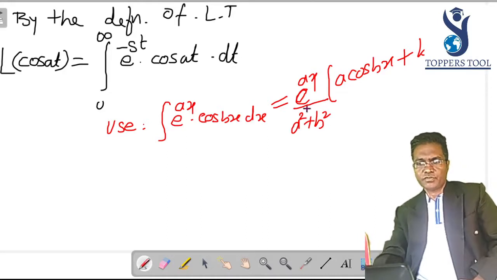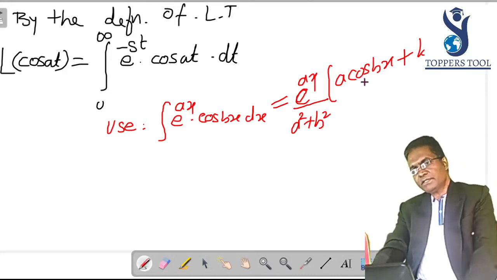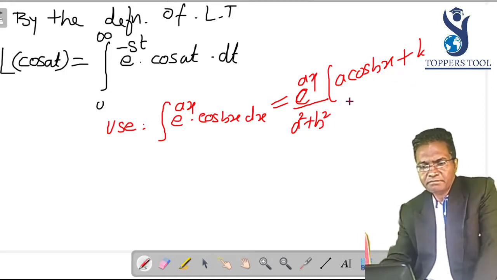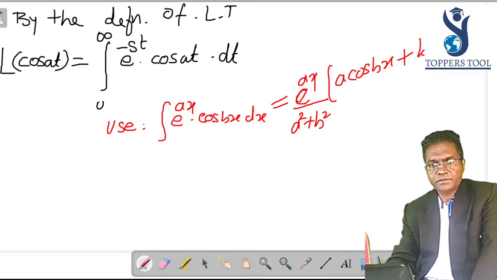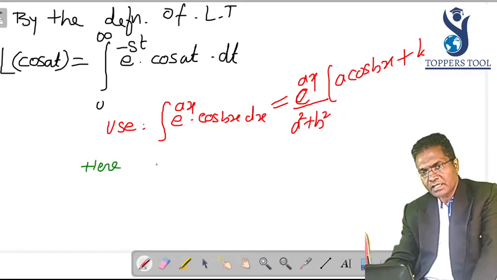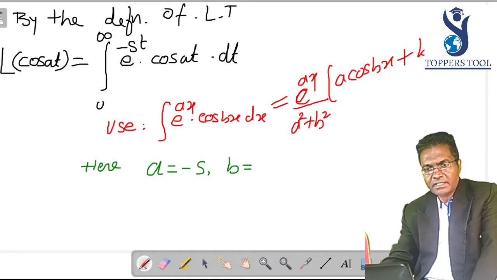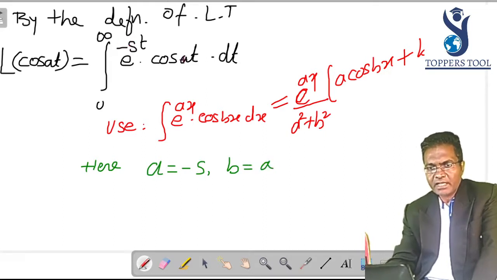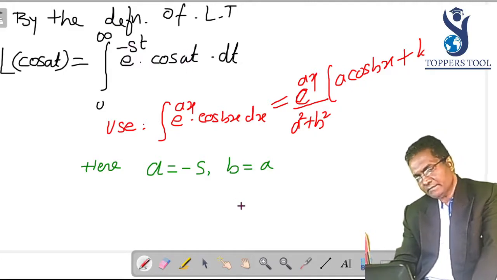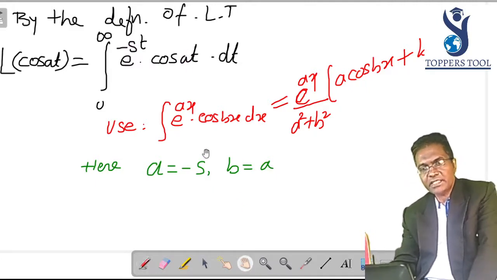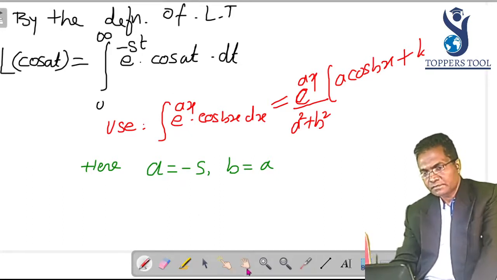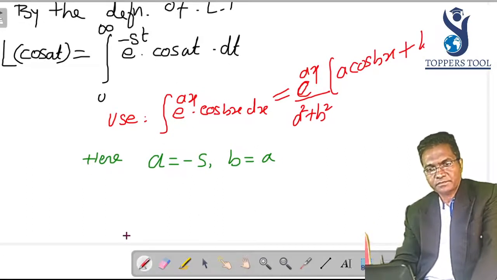Okay. So e power ax by a square plus b square, a cos bx plus b sine bx. Here, what do a and b stand for? Here a stands for, as earlier, minus s, and b stands for a. Look at this. The coefficient of t here is your a and this is your b. And t is the variable. Instead of x we have t here. So please use this.